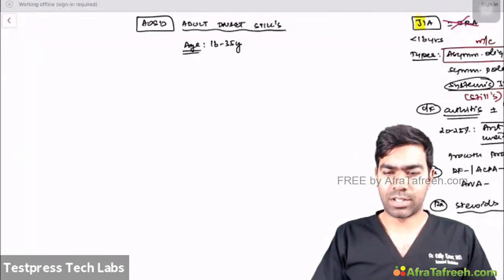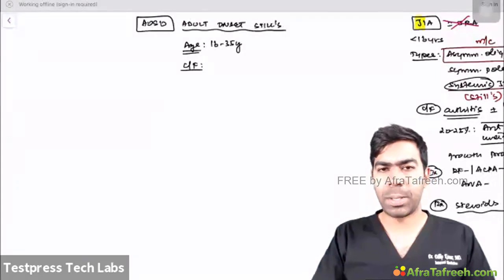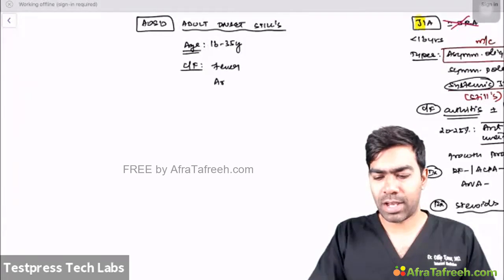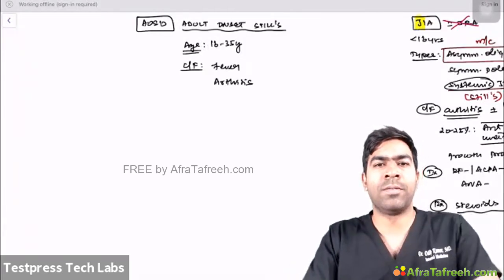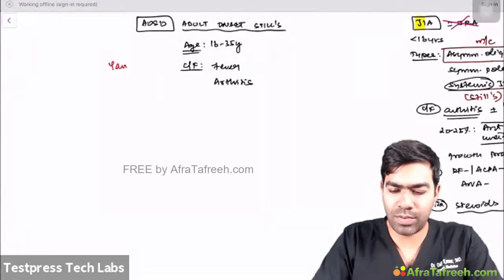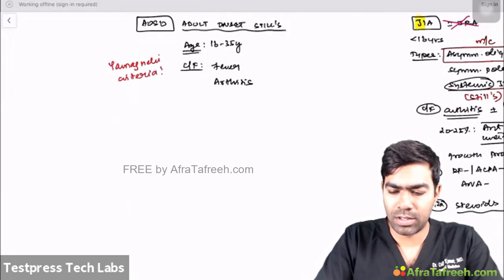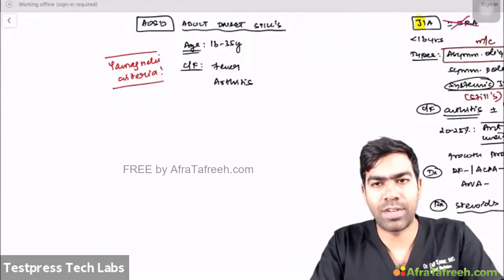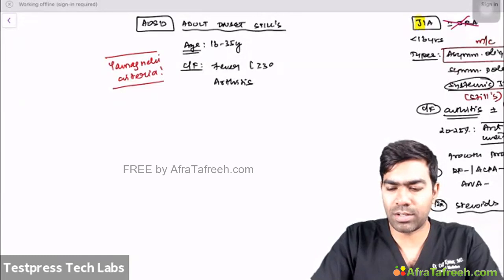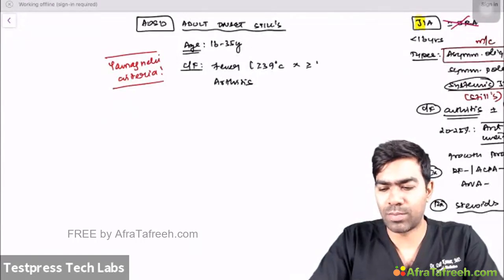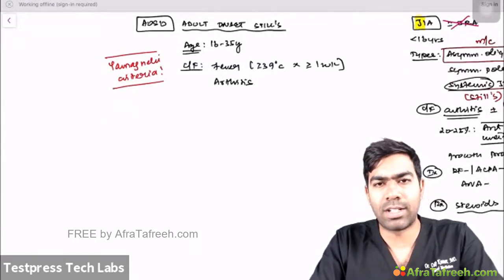Usually what will be the clinical features? Clinical features in AOSD will be fever, most importantly. That's going to be the most important. At the same time, they'll have arthritis. As per the diagnosis, we have a diagnostic criteria for that, which is what we refer to as the Yamaguchi criteria. According to the Yamaguchi criteria, the fever should be at least more than 39 degrees C for at least more than 1 week, number one. And second, we have arthritis.